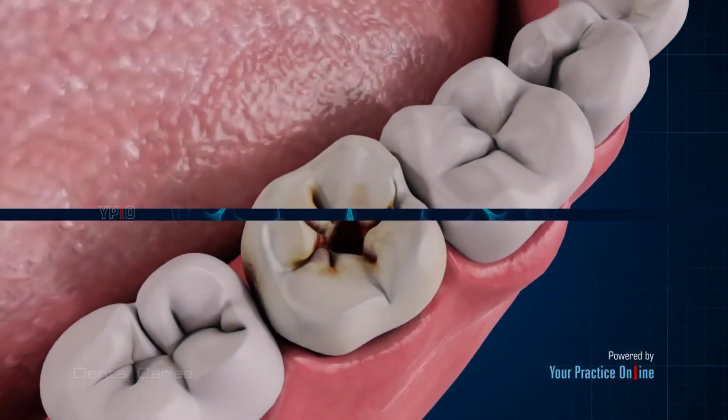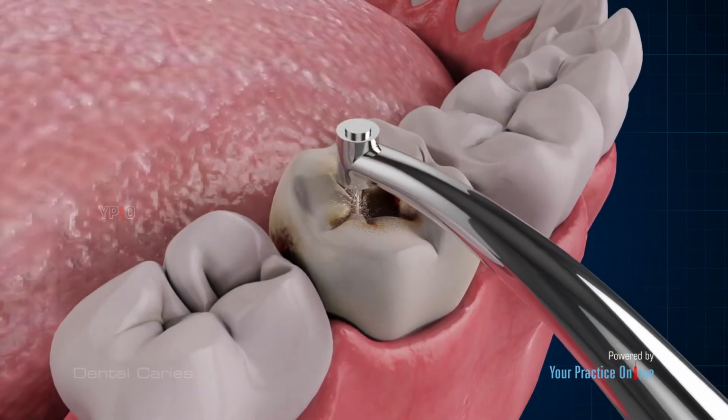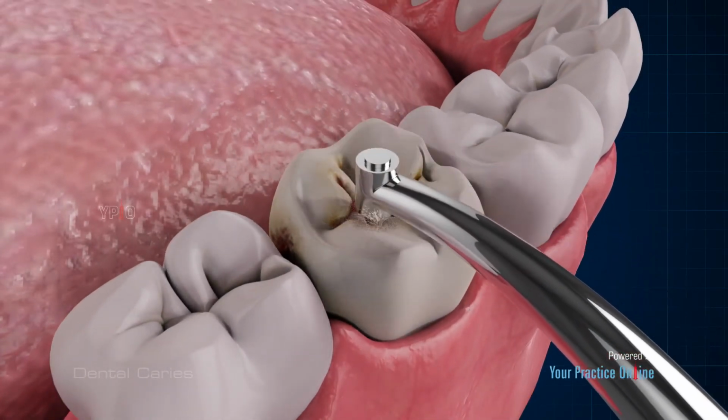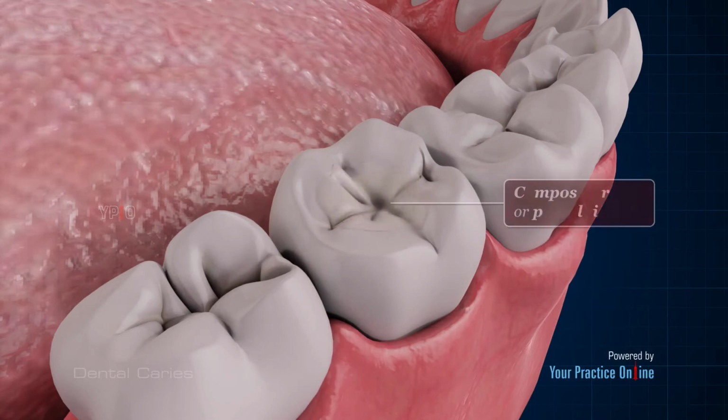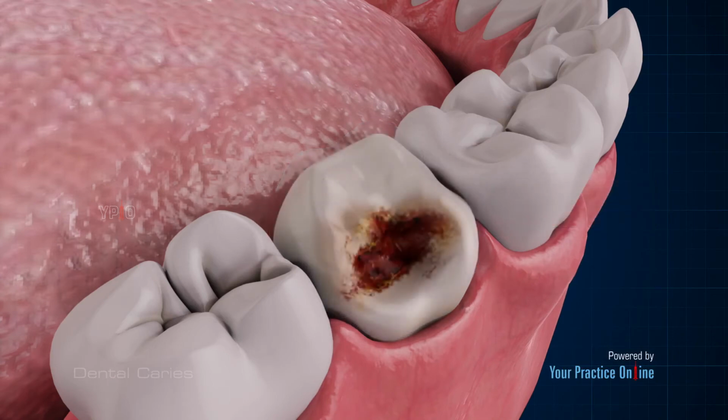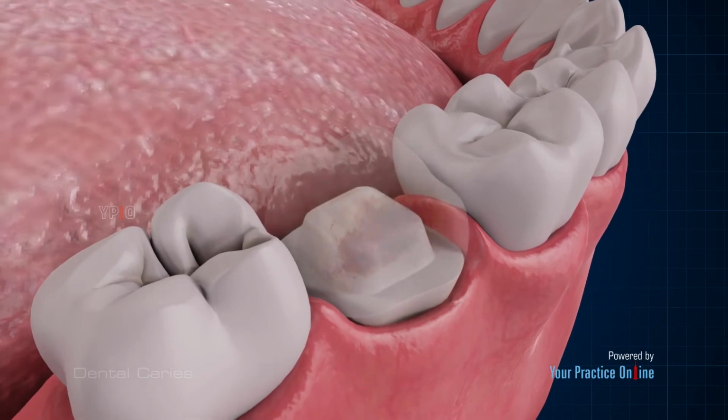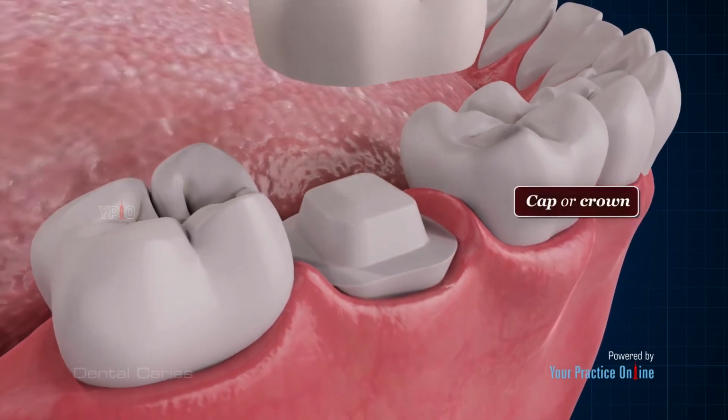Treatment. Dental caries is primarily treated by drilling out the carious tooth structure and restoring it with an appropriate filling material such as composite resin or porcelain. If there is excessive destruction of tooth structure, a cap or crown may be constructed.